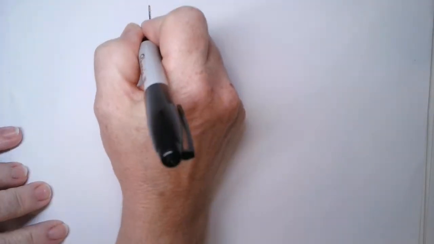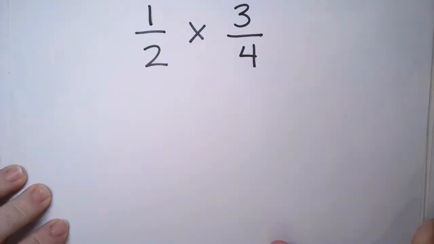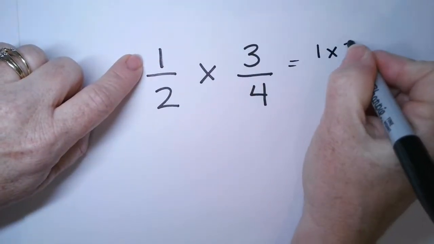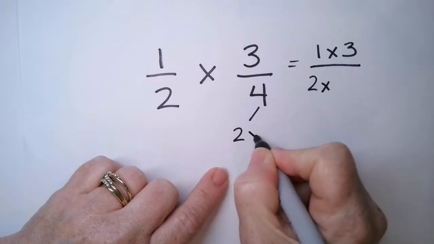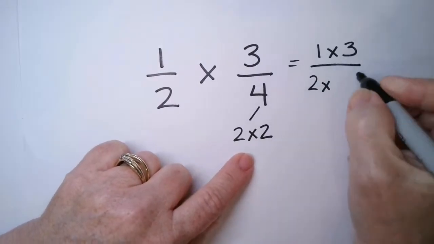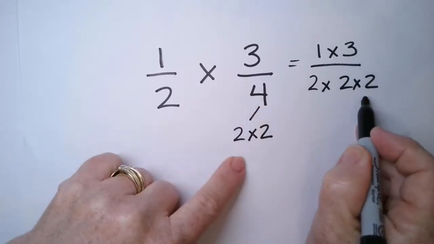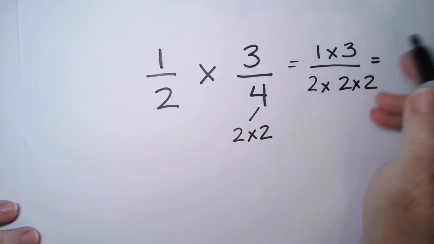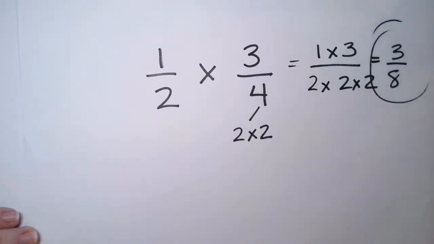Here's another one. What if I have 1/2 times 3/4? Can we do the cancel game with any of these? Let's look. This is 1 times 3 on the top. This is 2 times, break this down into prime numbers like we just did. So 4 is 2 times 2. So here's the 2, and here's the 4. Nothing cancels. So we're going to say 1 times 3 is 3. 2 times 2 is 4 times 2 is 8. And there's our answer.